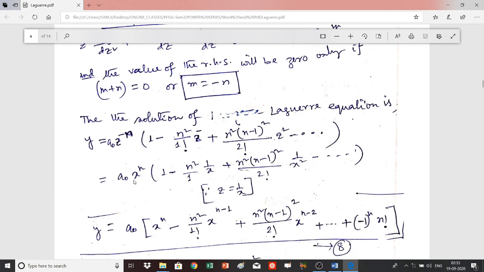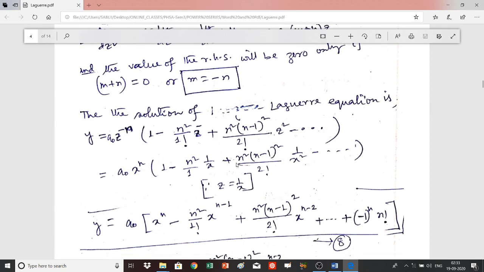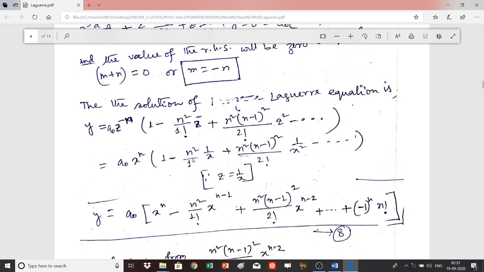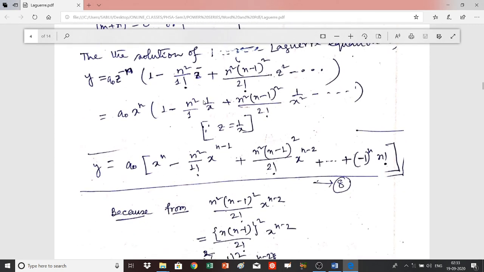get y is equal to a0 x to the power n, 1 minus n square by 1 factorial into 1 by x plus n square into n minus 1 whole square by 2 factorial into 1 by x square. Okay, just do this, just practice it, and I think there will be no problem to reach this line. And then finally from this you can write y is equal to a0 x to the power n, just multiply all these terms with x to the power n, and then the next term will be n square by 1 factorial x to the n minus 1 plus n square into n minus 1 whole square by 2 factorial x to the power n minus 2, and all other terms.